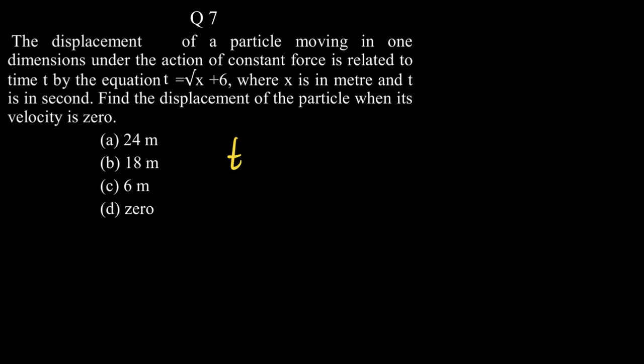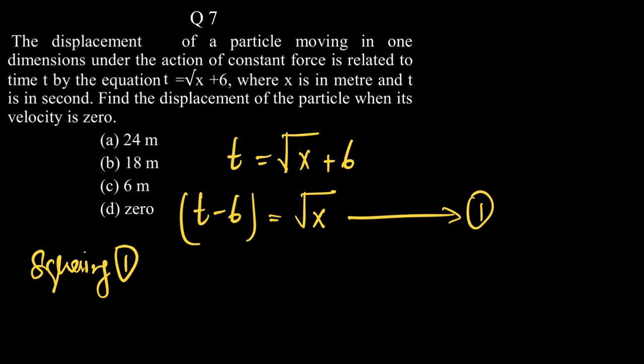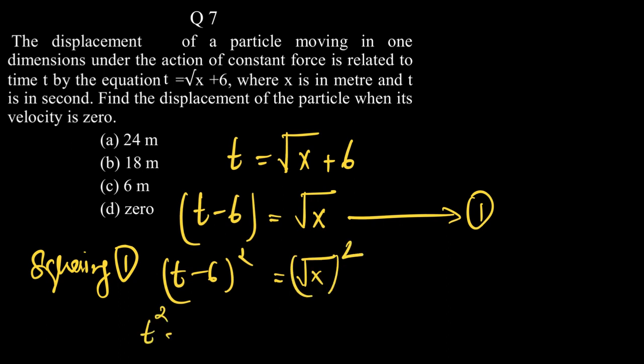So we've been given that time is equal to root x plus 6, right? Which implies that t minus 6 is equal to root x. Let me mark this as equation number 1. Now, squaring equation 1 on both sides, what do we get? t minus 6 the whole square is equal to root x the whole square. t minus 6 the whole square is t square plus 36 minus 12t, is equal to x, right?